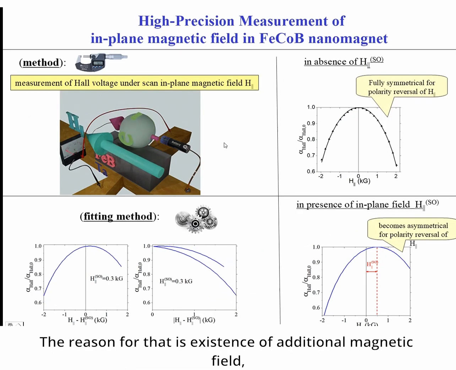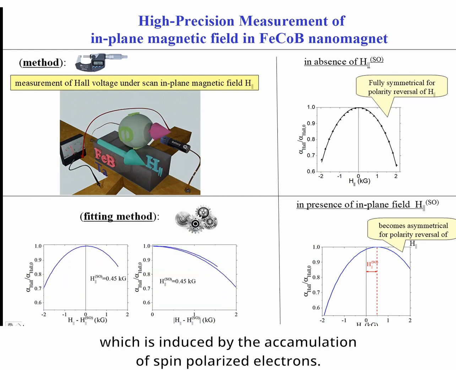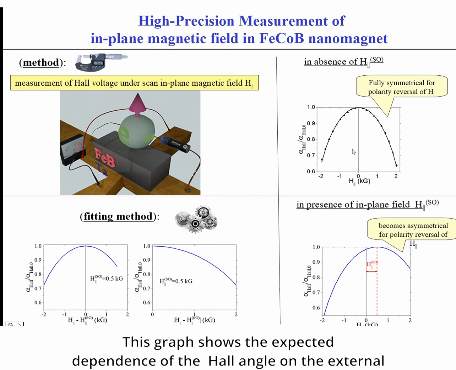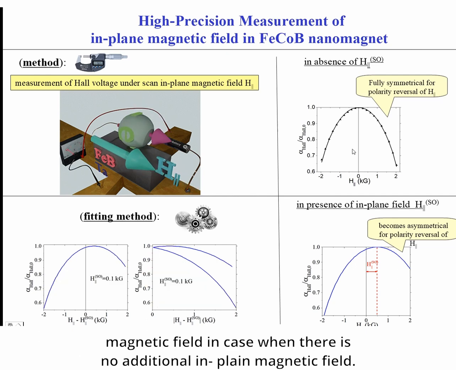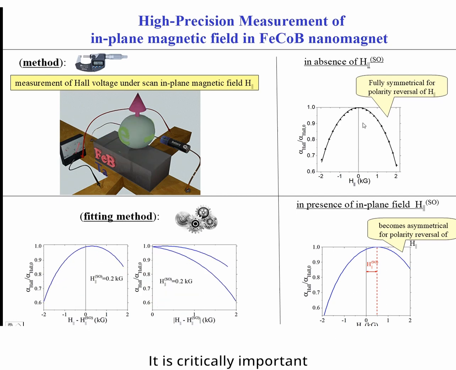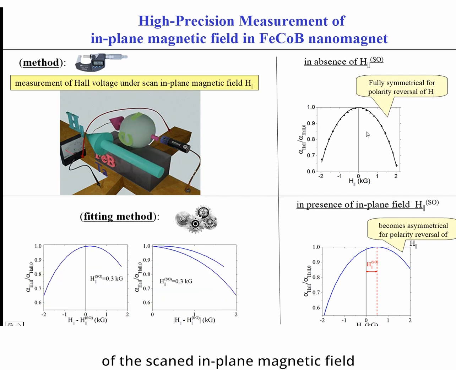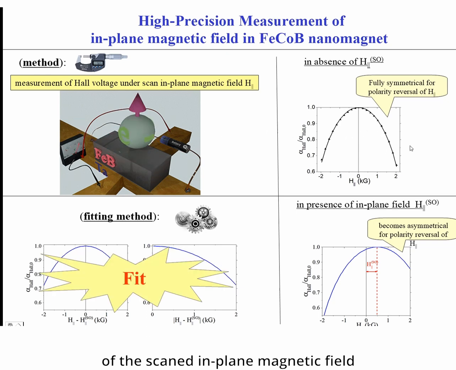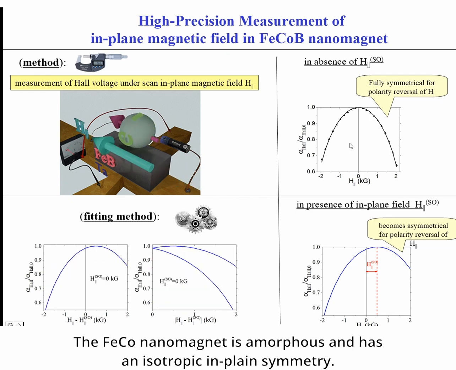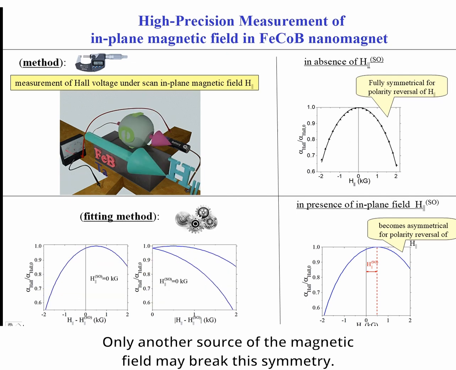The reason for that is the existence of an additional magnetic field which is induced by the accumulation of spin-polarized electrons. This graph shows the expected dependence of the Hall angle on the external magnetic field in case there is no additional in-plane magnetic field. It is critically important that the data is absolutely symmetrical for polarity reversal of the scanned in-plane magnetic field. The iron cobalt nanomagnet is amorphous and has this isotropic in-plane symmetry. Only another source of magnetic field may break this symmetry.